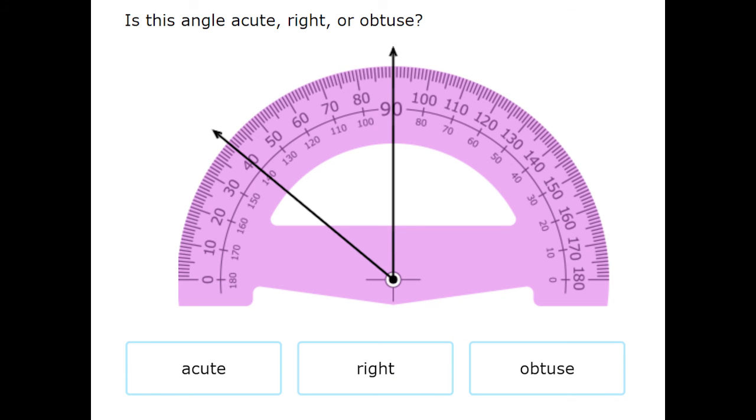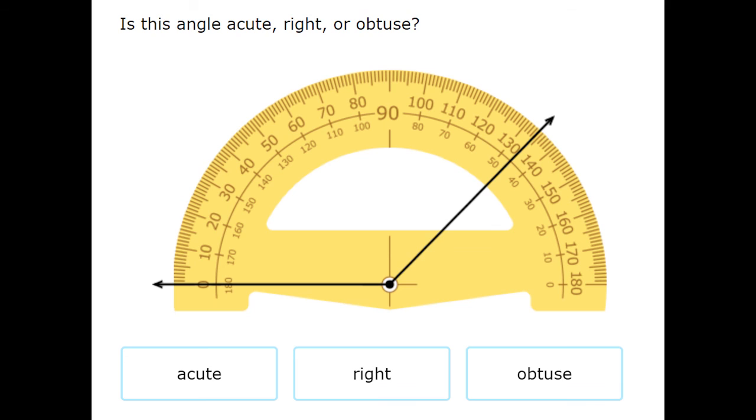Is this angle acute, right, or obtuse? When you look at the angle that is formed by the two rays that meet at the center point of the protractor, does it form an angle that is less than 90 degrees? Does it form an angle that is 90 degrees? Or does it form an angle that is more than 90 degrees but less than 180 degrees? It is an acute angle because the two rays form an angle that is less than 90 degrees.